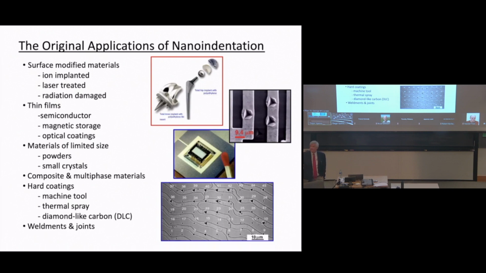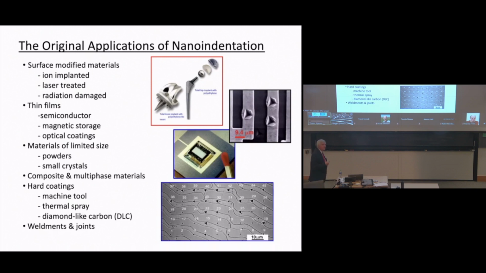Nanoindentation is one of the few techniques you can use to go in and probe that little region at the surface and find out what the properties are and how they may differ from the bulk properties of the materials. Thin films, particularly in the semiconductor industry.